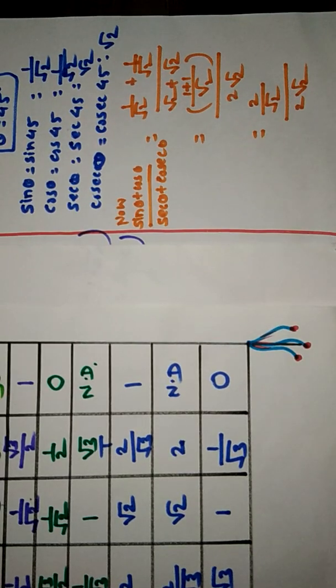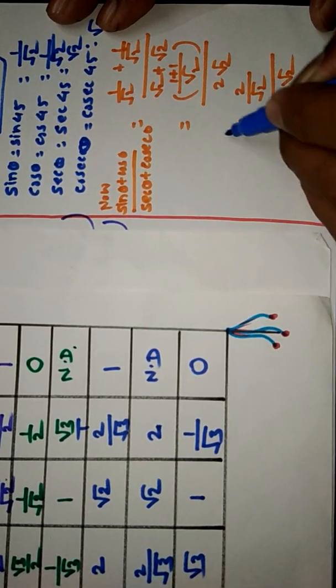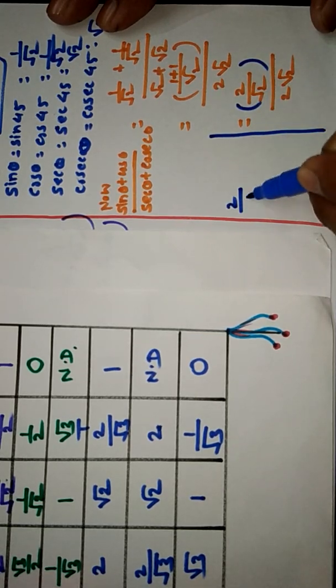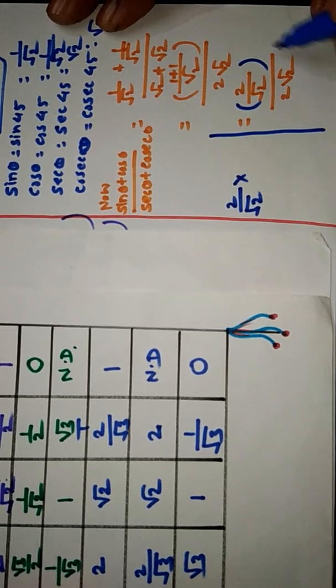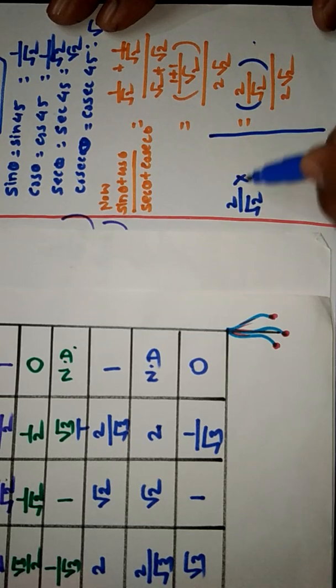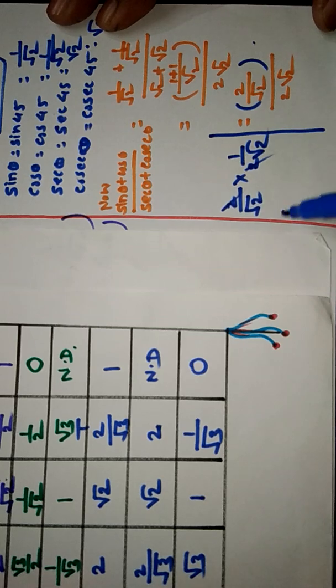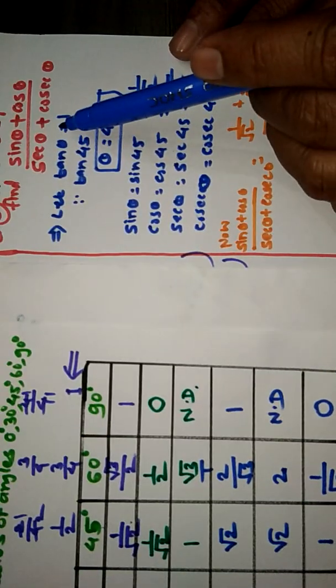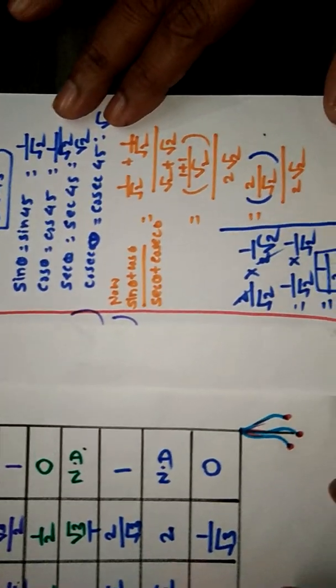Now simplifying these, 2 upon root 2 into, this is the numerator and this is the denominator, 1 upon 2 root 2. The 2s cancel. Here we write 1 upon root 2 into 1 upon root 2. 1 into 1 is 1, root 2 into root 2 gives 2. Therefore the value of this term is 1 upon 2.